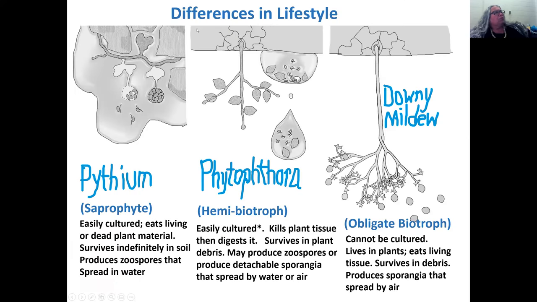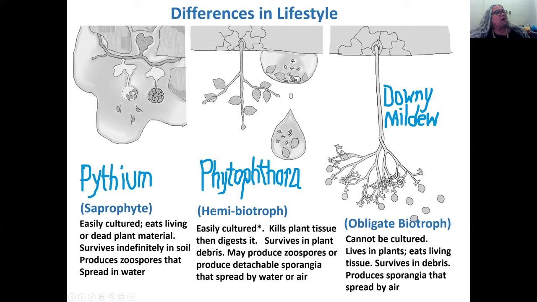Okay, so Pythium, Phytophthora and downy mildews have different lifestyles. And it's important to see the progression of stages here. Pythium is a saprophyte. It lives in the soil and eats dead plant material, though it can also attack living plants. It can survive indefinitely in the soil, and it spreads through the movement of water. These motile zoospores are released from sporangia and they swim away.